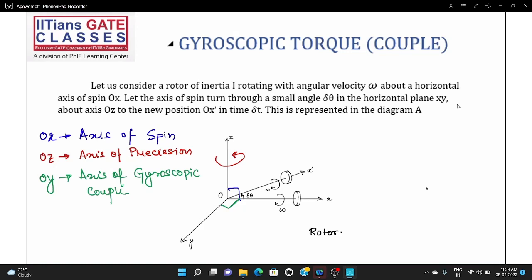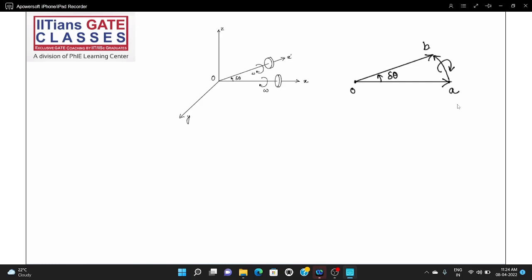Now let us get a little bit into detail, to whatever extent it is possible. Initially the rotor was rotating in this direction. If you see from the front, you'll see this direction as anti-clockwise. If you see it from this side, it will look like clockwise.